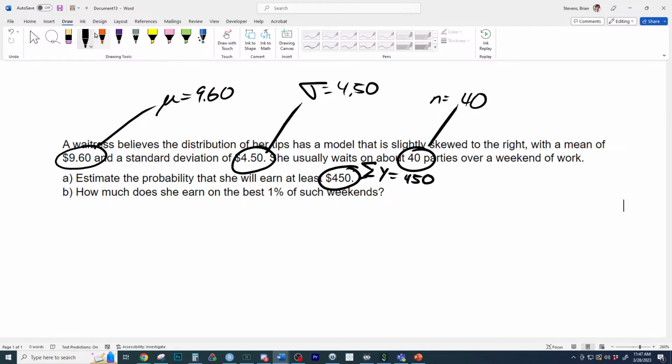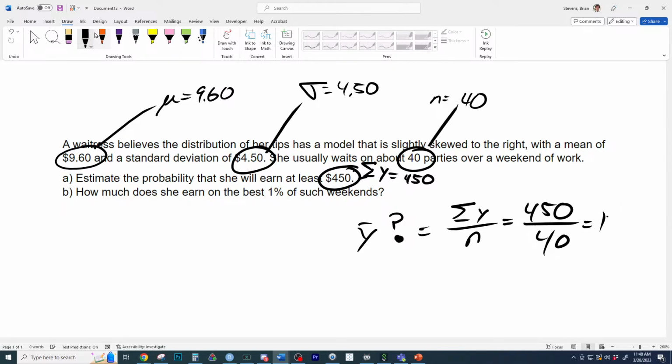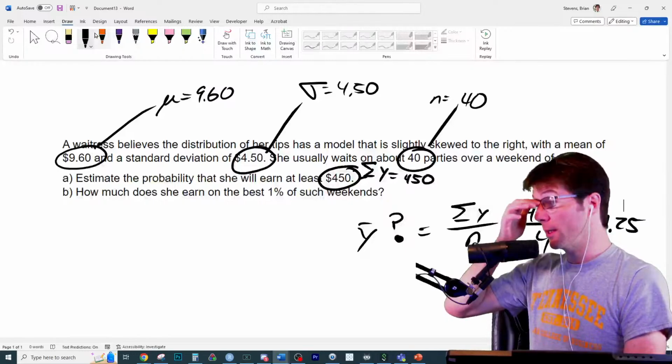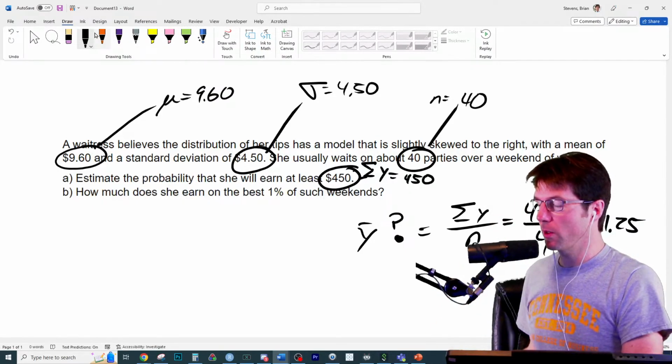So how could we figure out her average tip that she needs to make 450? So how could we figure out y bar? Yep, there it is, because y bar would equal the sum of all the observations of y over n, which is the sample size. This one's not as pretty as it sometimes is. It's 111.25.